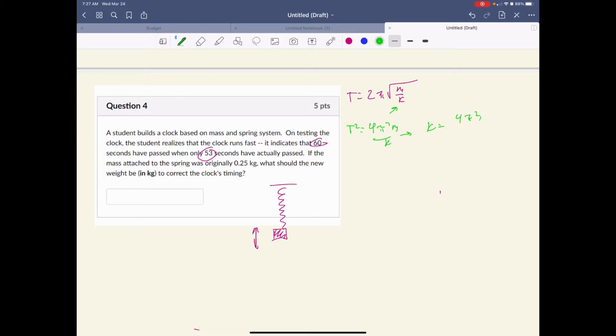And figure out that K is 4 pi squared m all over t squared. Okay, and now that you have that, you could solve for a new m to get you the 60 seconds that you really want. And again, notice it's not really that difficult to do this, but there's an easier way. So that's what I'm going to show.